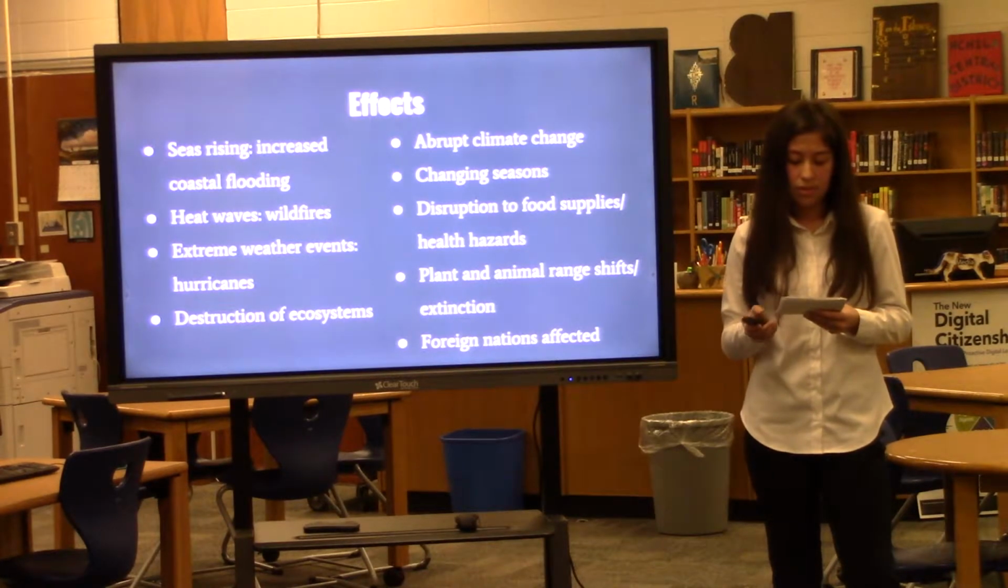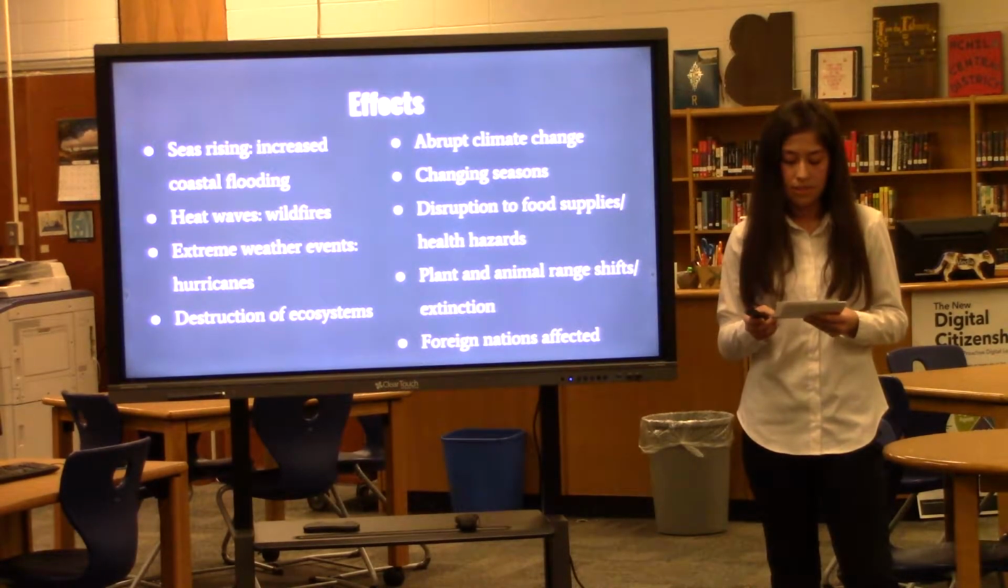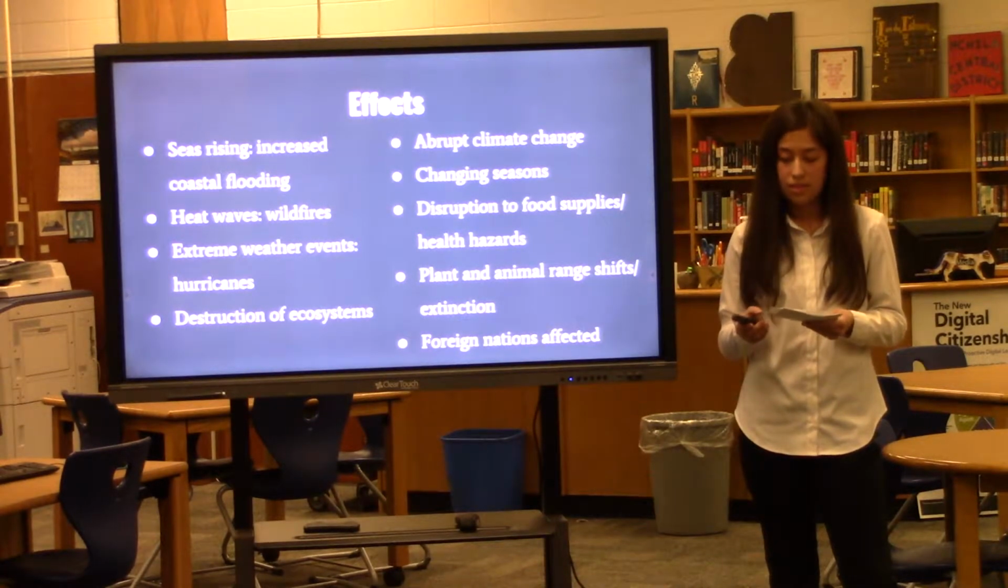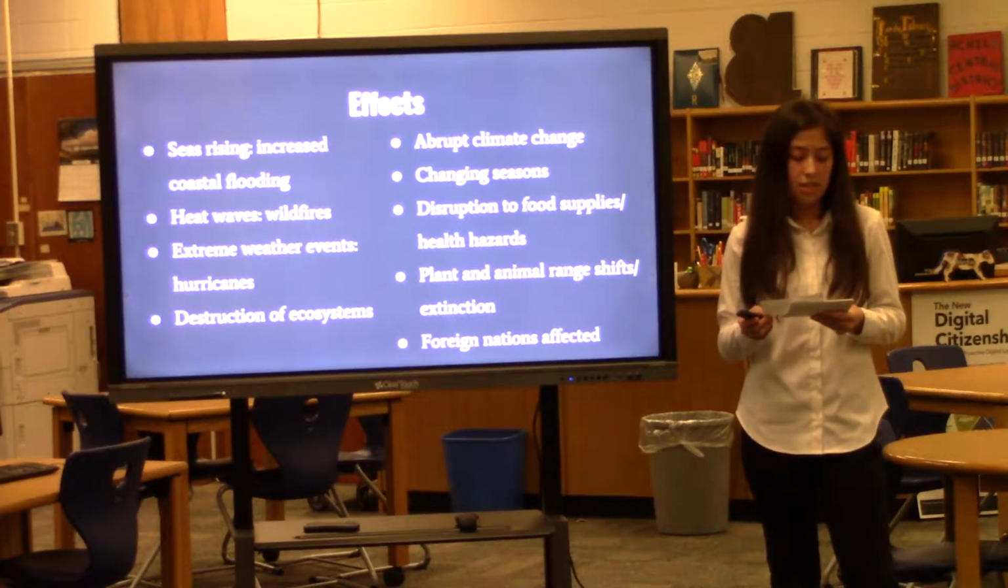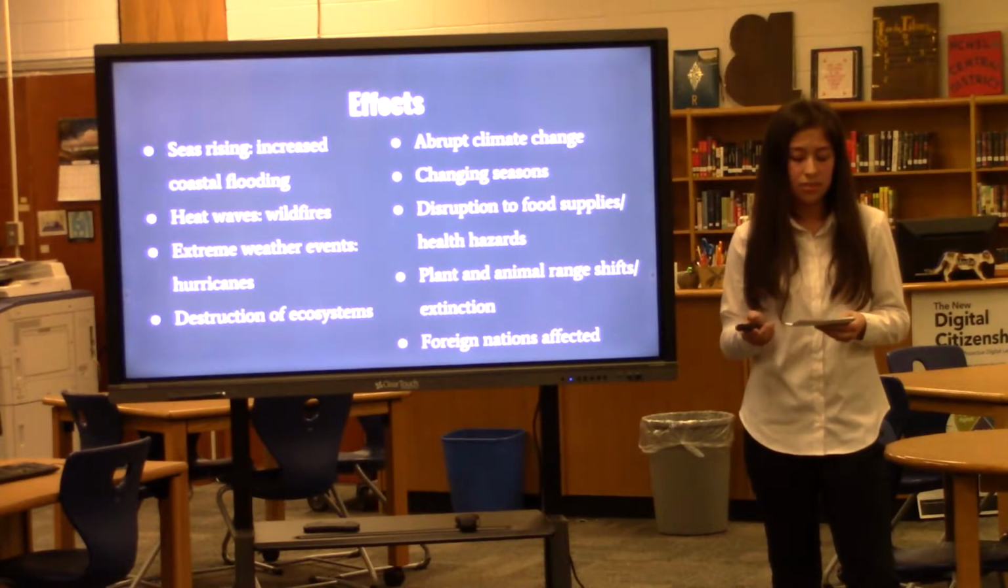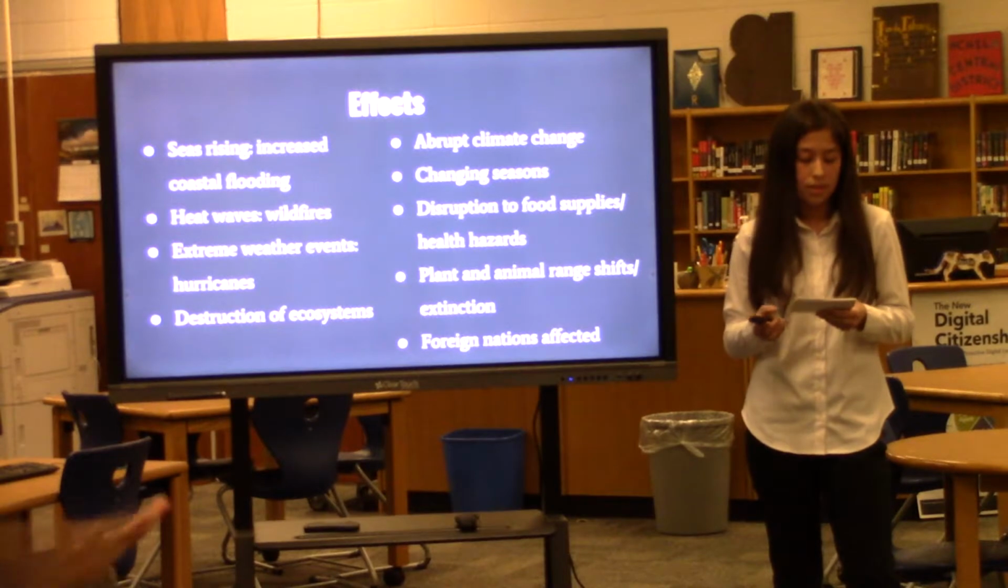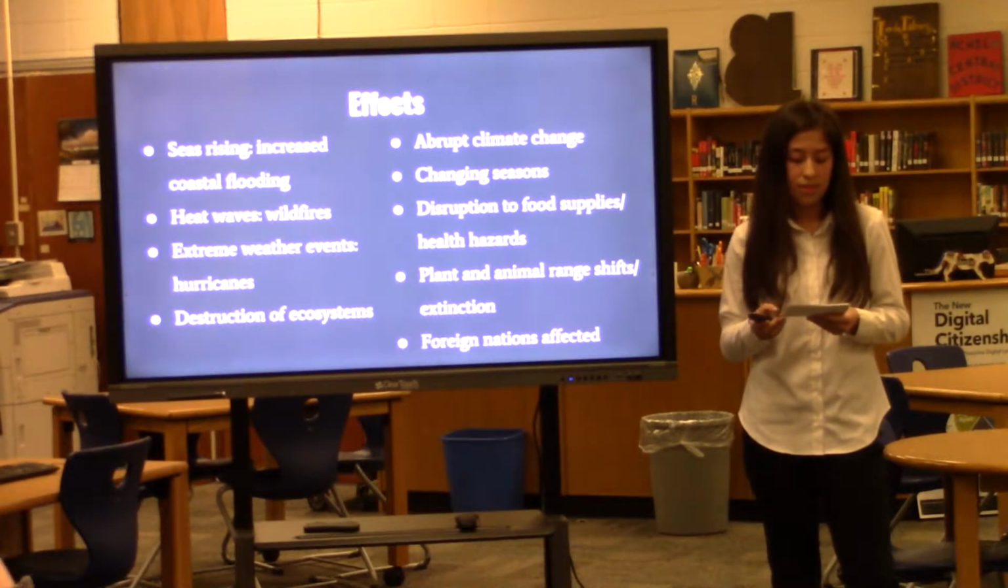Global warming, pollution, and urbanization affect the environment tremendously, with global warming contributing to seas rising, an increase in extreme weather events, destruction of ecosystems, changing seasons, disruption to food supplies, plant and animal ranges, and the potential for abrupt climate change. Pollution creates smog, which contributes to health hazards.